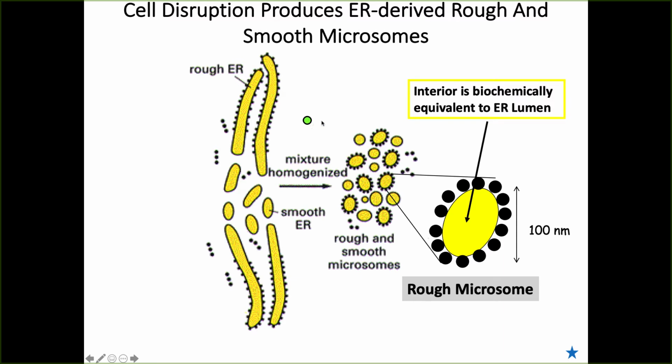So you can see that from this mixture of smooth and rough endoplasmic reticulum, you can get the smooth and the rough microsomes, about 100 nanometers in diameter. If it is rough, you will have the ribosomes on top of them. The interior is biochemically exactly the same as the endoplasmic reticulum. So this is what you isolate, and you study those. There is absolutely no problem isolating these. It's a very standard procedure.